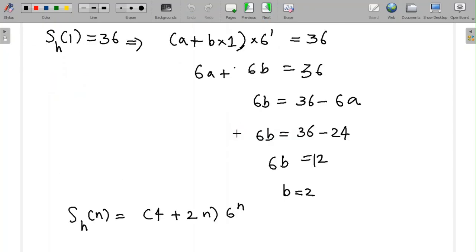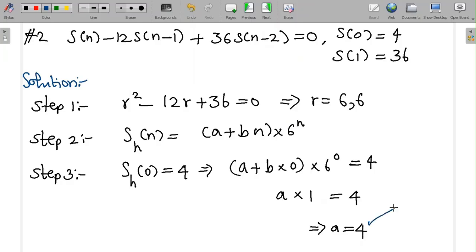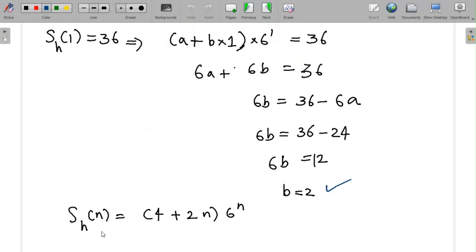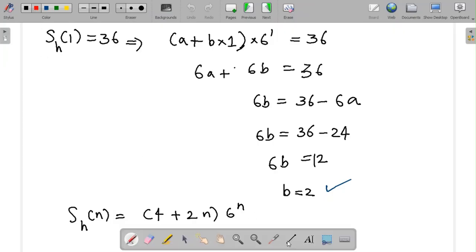Similarly, when S of 1 is equal to 36, we have a plus b times 1, into 6 to the power 1, is 36, or that's simply 6a plus 6b is 36. Simplifying, we say that b is 2. We see that b is 2 and we obtained a as 4. Now that we know both a and b, we have the complete solution of the recurrence relation. So 4 plus 2n times 6 to the power n appears to be the complete solution.